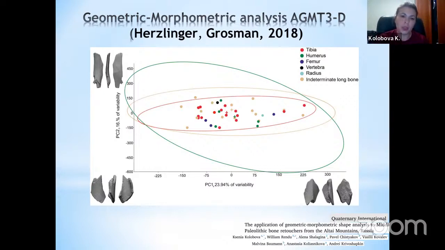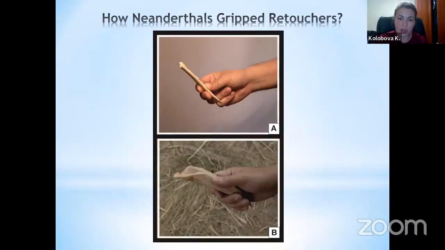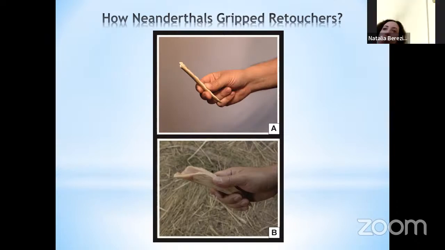And when we were trying to apply our techniques, we performed experiments. During the experiments, our high level experimenter told us an idea that the shape of the active area of the retouchers is influenced by the way of gripping the retoucher. So we chose the two, from our point of view, most common and most useful types of gripping. A is gripping with three fingers, and B is gripping with all fingers of the hand. And we performed the experiments using this attribute.